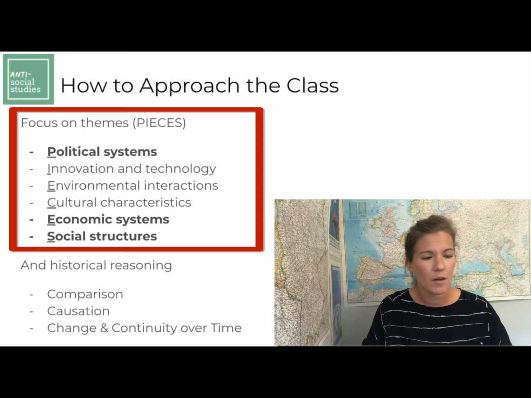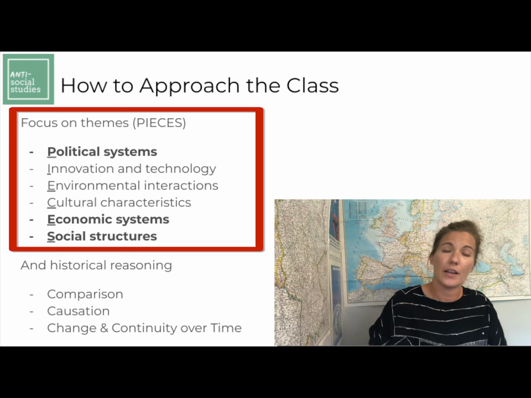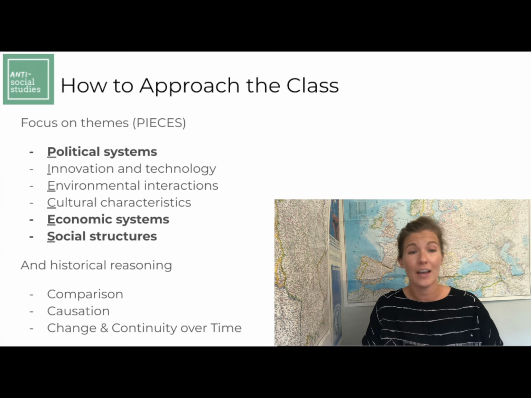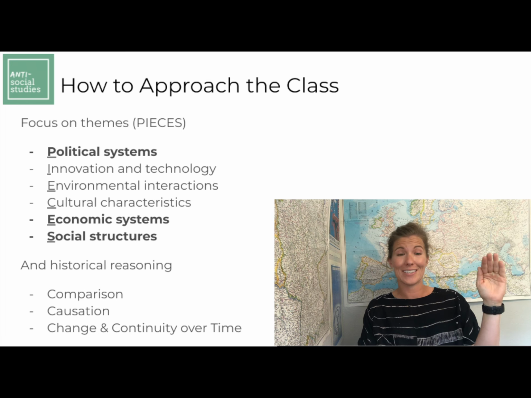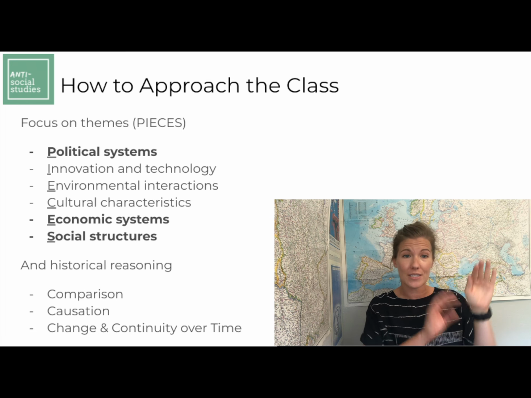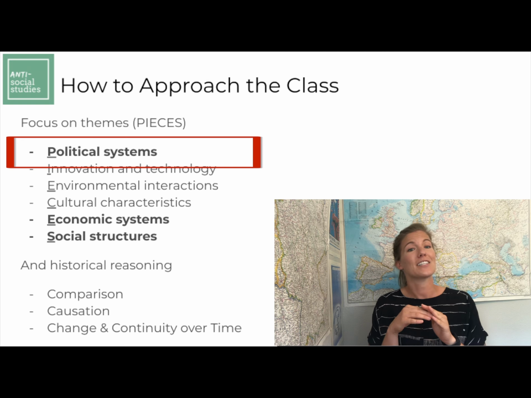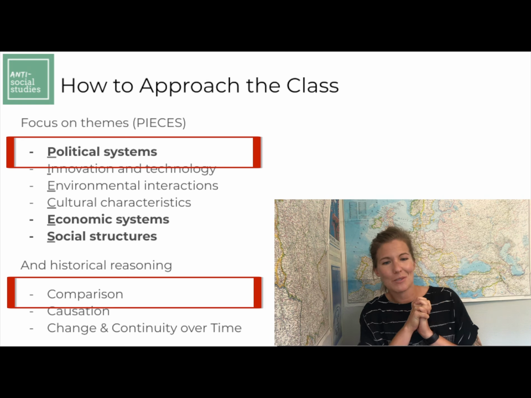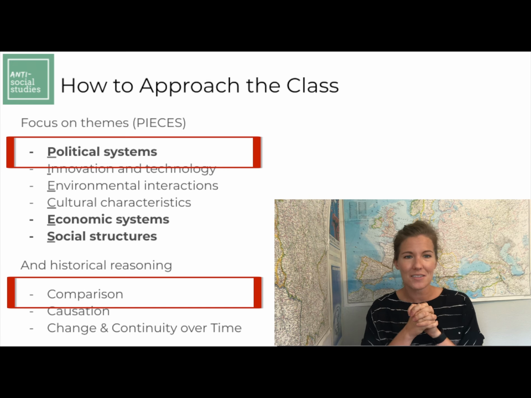So when we're talking about whatever is happening, Unit 3 is absolutism and constitutionalism. I'm going to be focusing on the political systems that are existing in these different countries, and if you're focusing on those different political systems, that's going to make it really easy for you to then compare those political systems, which is one of those historical reasoning skills.